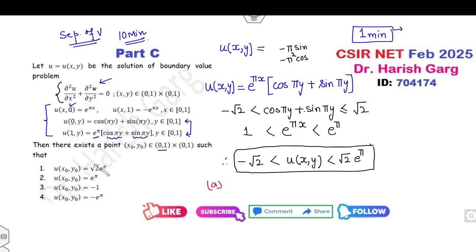Look at the first option. Whether root 2 e raised to power pi lies in between them? No, because it's an equality and it's an open interval. It can never lie. So that option is cancelled out. E raised to power pi, does it lie in between them?